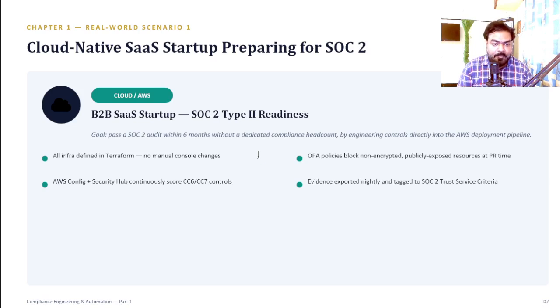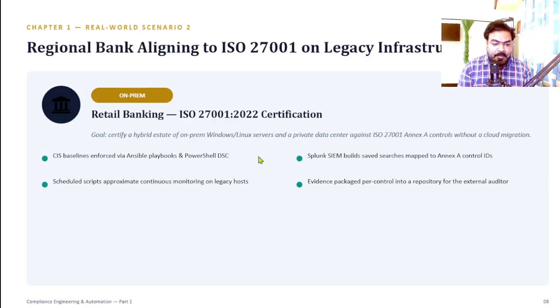Real world scenario 2: regional bank aligning to ISO 27001 on legacy infrastructure. Now, the other end of the spectrum: a regional bank running a hybrid estate of on-prem Windows and Linux servers, working towards ISO 27001 certification with no cloud migration on the table.